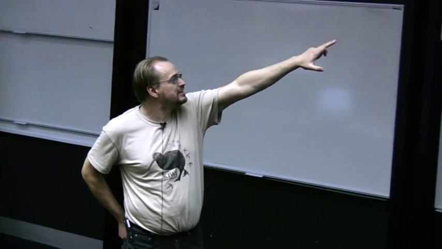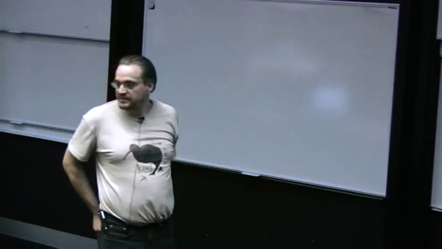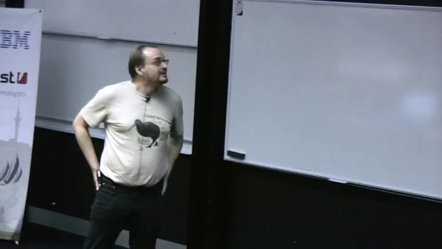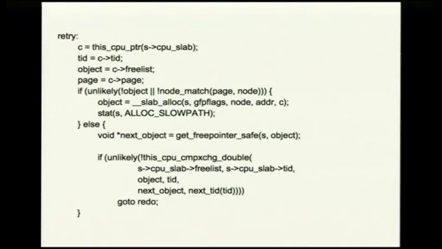Figure out what the next object will be following this object. And now we're trying to do a cmpxchg, replacing the current free list with the next object, and also we are incrementing the transaction ID to the next one, and we need to match that transaction ID. If there's a mismatch, in terms of the free list was changed or the transaction ID was changed, then we have to redo this whole operation. This fastpath has no interrupt disable, it has no locks, and it has no atomic operations. This CPU cmpxchg is a cmpxchg without lock semantics.